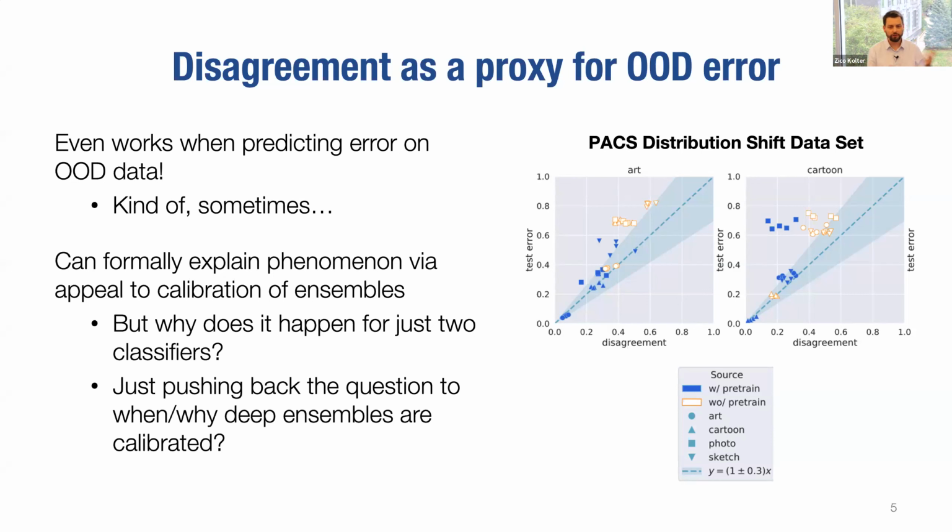PACS stands for photos, arts, cartoons, and sketches. So these are either the same types of things like cats and dogs or other simple classes, but certain data sets are artistic drawings, some are cartoons. So very, very different notions of what kind of images you might actually see.